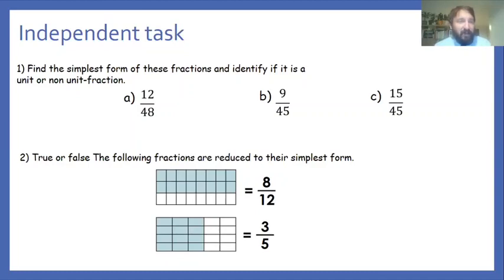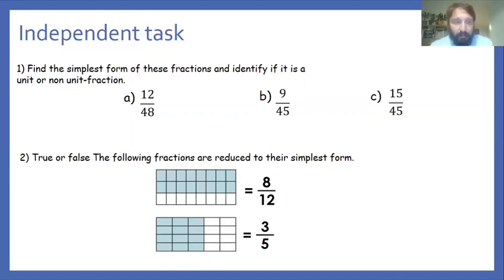Okay, it says find the simplest form of these fractions and identify if it is a unit or non-unit fraction. Remember, we're going to explode these fractions to find the highest common factor. So taking 12, find the factors, take 48, find the factors, find the highest common factor, and then divide 12 over 48 to give you the answer in its simplest form. Okay, do exactly the same with A, B, and C, and then tell me if it is a non-unit fraction as well.